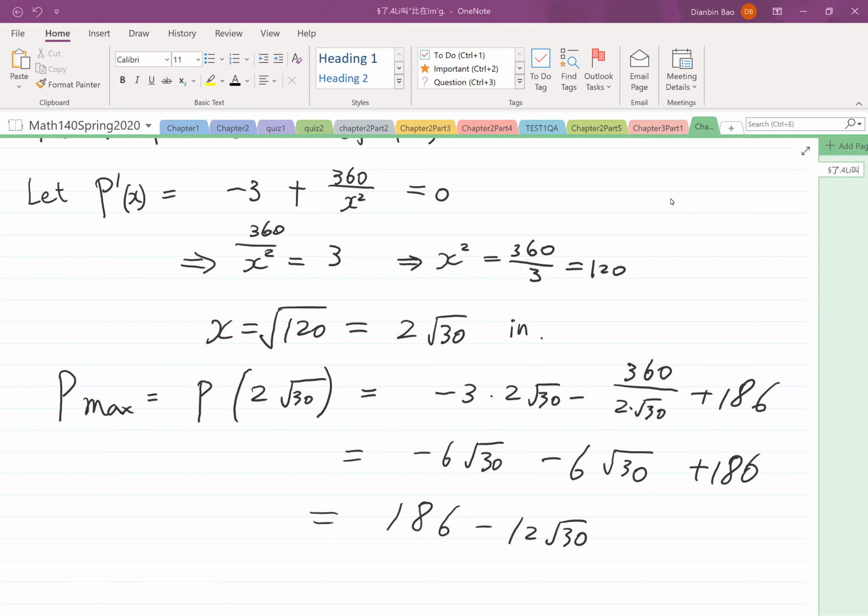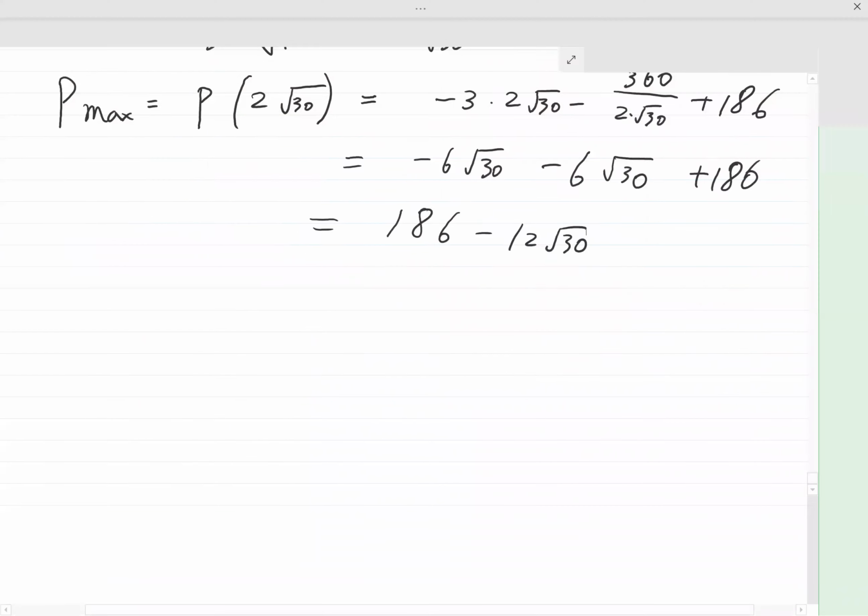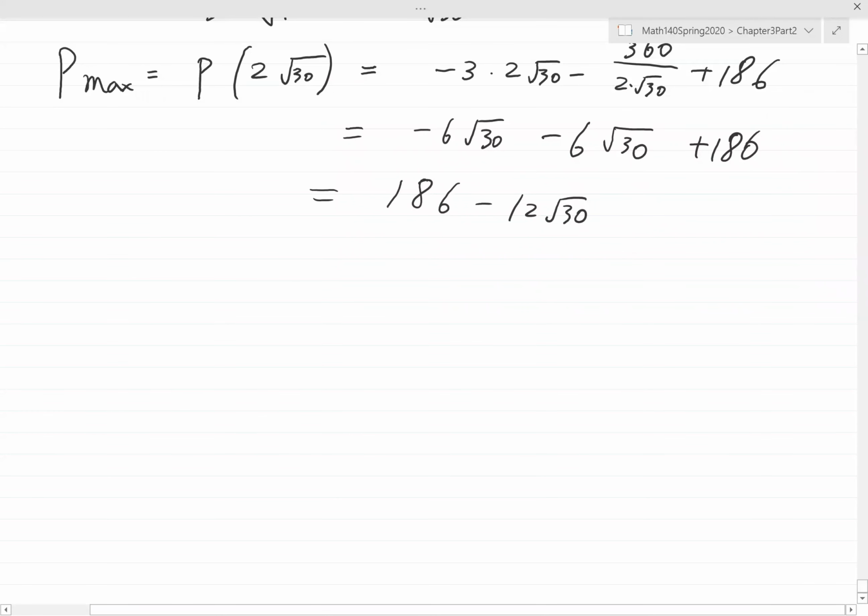So let's continue to do some more examples. Okay, let's see this example. Distance problem. Find the closest distance.